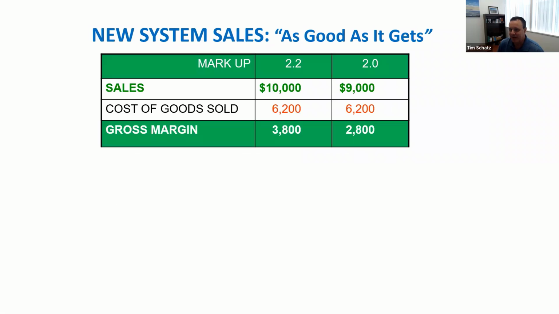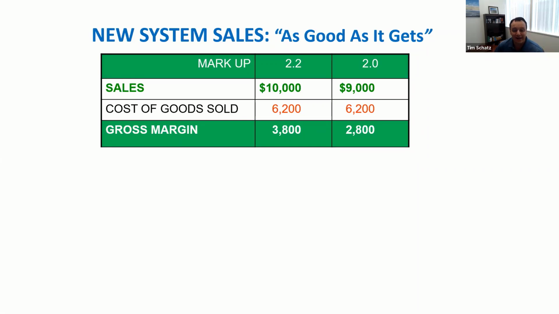Let's look at sales expenses. Well, actually, first we'll talk margins. If the cost of goods stays the same and we charge $1,000 less on the top end, we're going to have about $1,000 less in gross margin. Instead of $3,800 in straight gross margin, we're only going to have $2,800. Makes sense because we're charging $1,000 less.